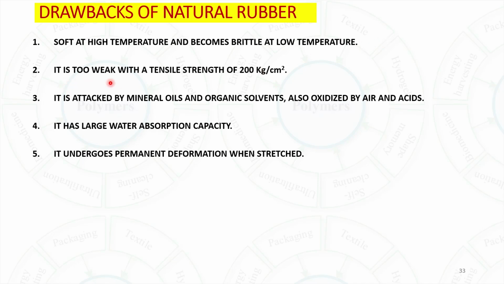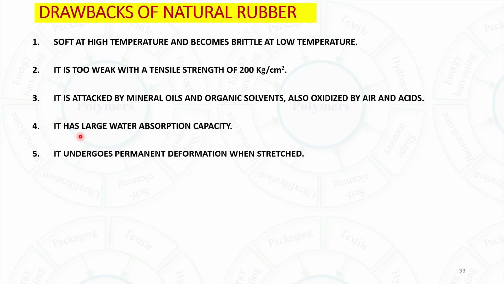Number 2, it is too weak, with a tensile strength of only 200 kg per centimeter square. The kg per centimeter square is the unit of tensile strength, and this tensile strength is very, very low. If you need rubber in applications where you need 1000 kilogram per centimeter square, then you need to enhance the properties as well. Again, due to this property, it cannot be used everywhere. Number 3, it is attacked by mineral oils, organic solvents, and also oxidized by air and acids. I already told you, because it contains the double bond, many chemicals can attack it.